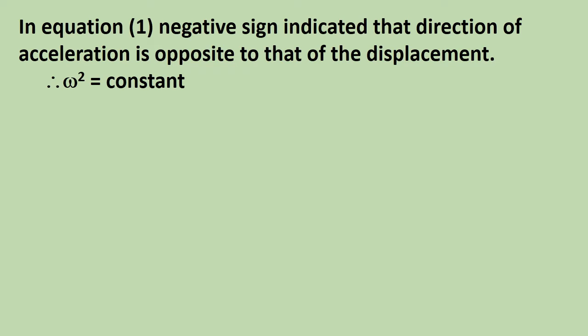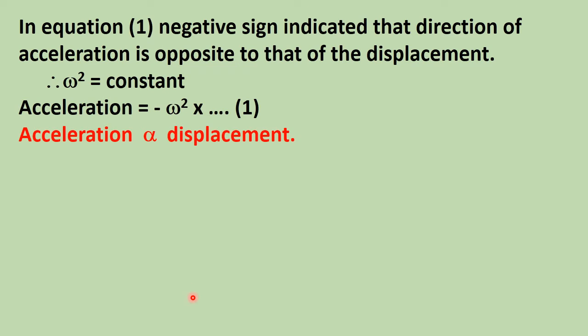Now omega square is a constant. Simple harmonic motion is a periodic motion, and therefore omega square is a constant. Therefore the acceleration of the particle, we can observe, is equal to constant into x, that is, the acceleration of the particle is directly proportional to displacement. In simple harmonic motion, acceleration is directly proportional to displacement. That means greater the value of displacement, greater the value of acceleration, and vice versa.